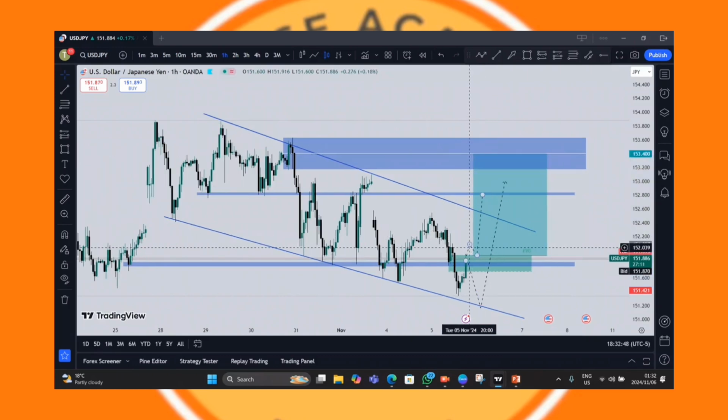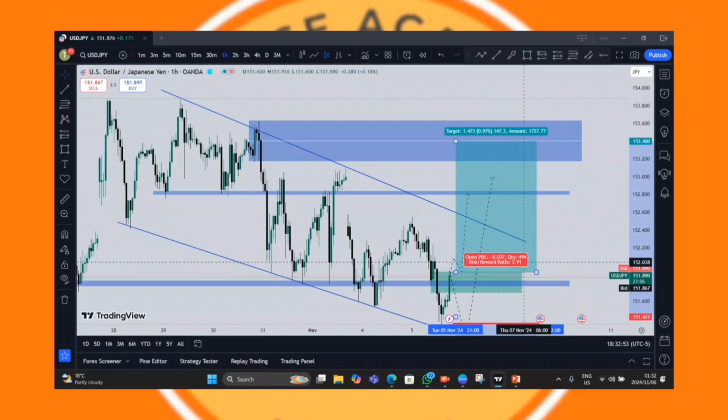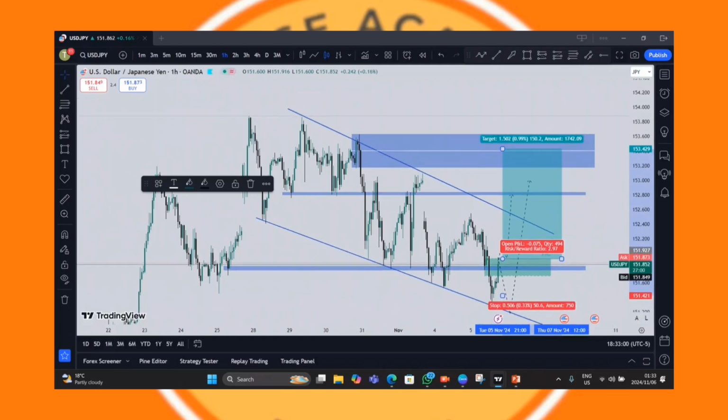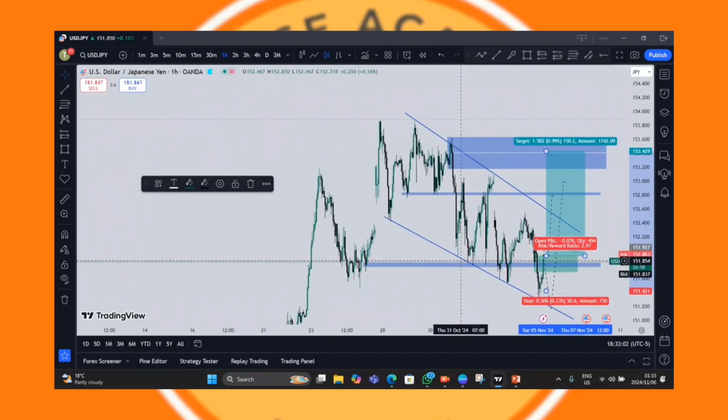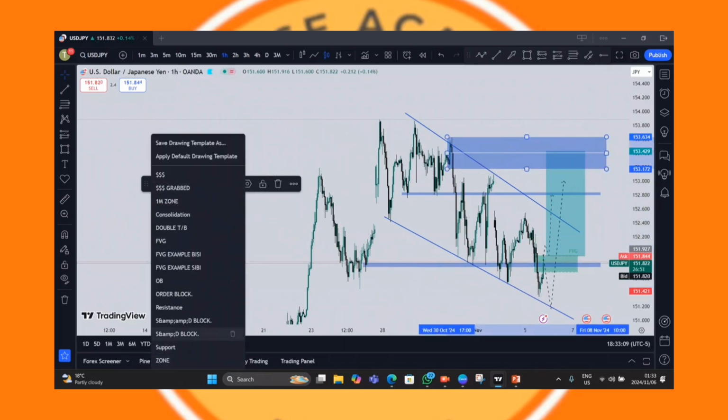I'm very confident that this market is going to be bullish and break this downtrend. I'm extremely confident. And this is a very simple market, hey? It is very simple. S&D.